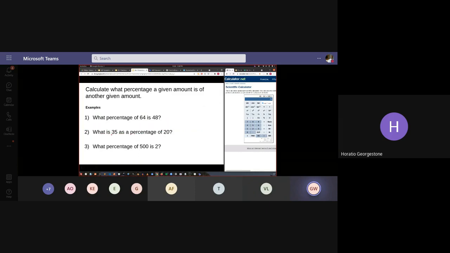What is 35 as a percentage of 20? This one is going to be more than 100%. We can spot that straight away because 35 is more than 20 and it's a percentage of 20. So 35 over 20, and we can actually just do the times 100. Oh, this is what we did last time, sorry. So we can do it all in one go: 35 over 20 times 100, and it's 175%.